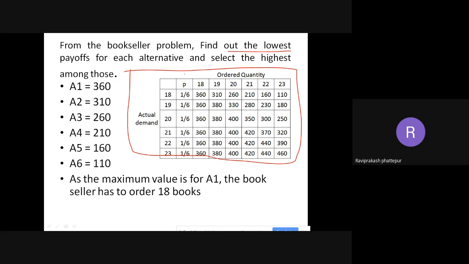So it is like this. So here this is A1, alternative 1, because you are trying to find out how much to order. So this will be your A1, this will be your A2, A3, A4. You can write it down there if you want. A4, A5, and A6. So these are my alternatives.